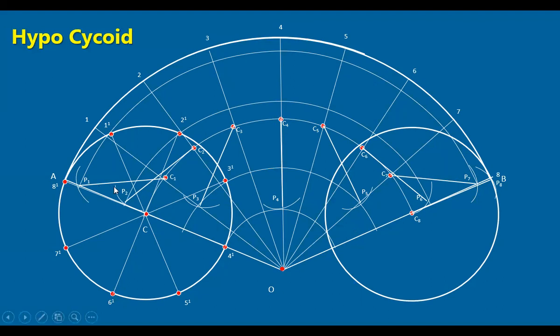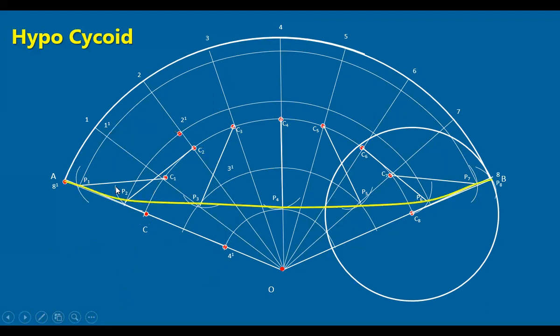Join all these points by a smooth freehand curve. You get the curve like this. That is the hypocycloid. Hypo means inside. Inside the circle, we have the curve. So we call this a hypocycloid.